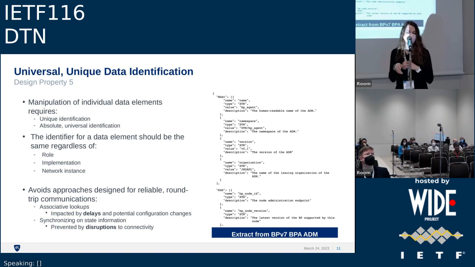And this allows us to avoid some of the approaches that other network management approaches would take that we can't handle in a challenged networking environment or might cause undefined behavior. So the examples that I've put up here are associative lookups or synchronizing on state information, both familiar approaches, but approaches that aren't effective in a challenged networking environment, particularly because of the delays and disruptions that we might encounter. Next slide.